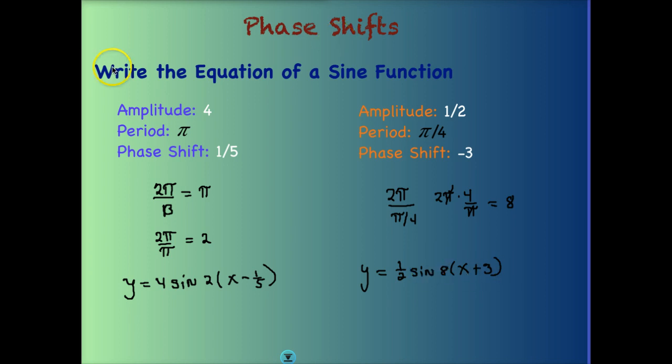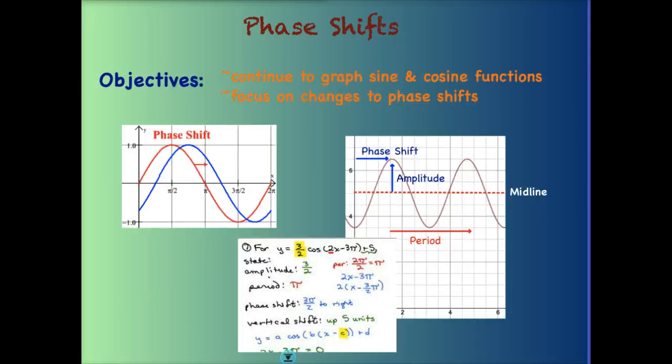And this concludes our lesson today on graphing additional sine and cosine functions and really focusing on our phase shifts. So now, hopefully, you are able to put all the different transformations together in order to graph a complete sine or cosine function.